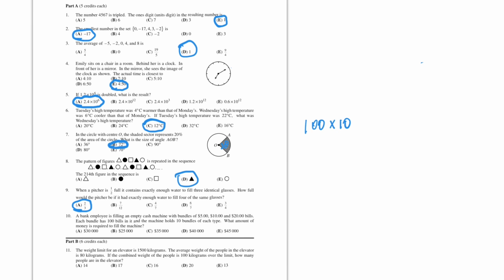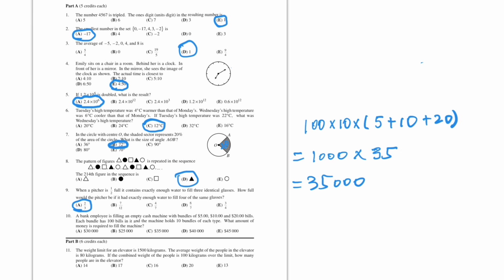Then times what's the dollar? $5, that's the 1,000 notes, and also $10 and $20. So 1,000 times 5 plus 10 plus 20 equals 35. The total will be 35,000. So the answer is C.